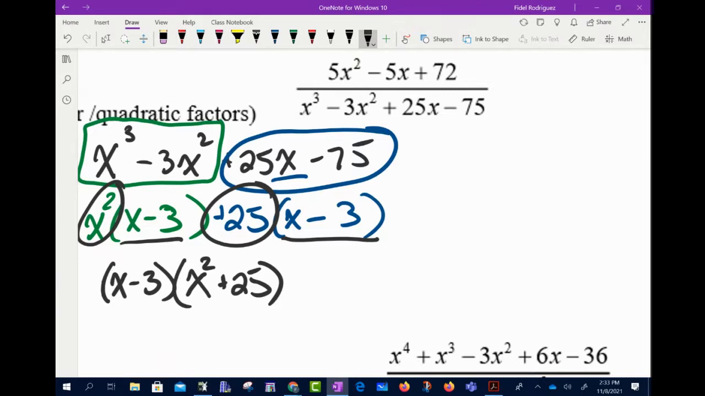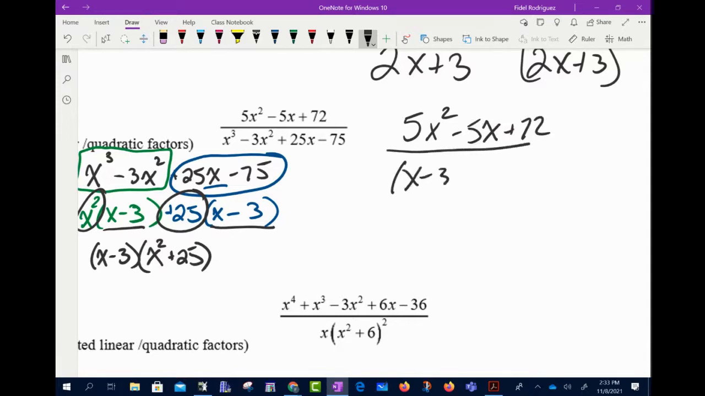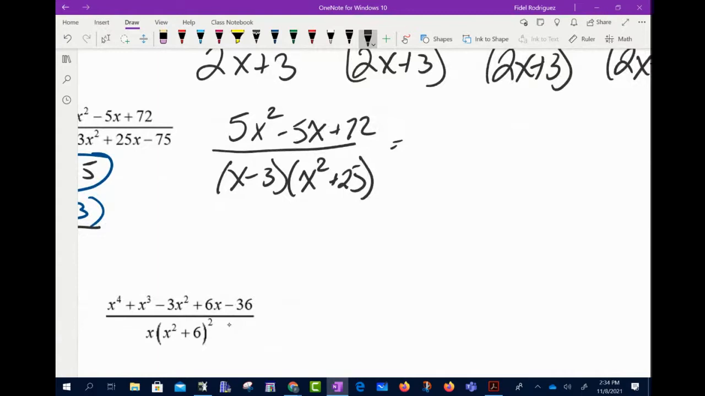So what we're gonna do now, y'all, I'm gonna zoom out, okay? And we're gonna write this as 5x squared minus 5x plus 72 over, we have an x minus 3, and we have an x squared plus 25. Now we can get started. So the first thing we really had to do is factor that bottom part. Okay. So, y'all, we're going to have 2 parts to this. One of them, the denominator is going to be x minus 3. The other one, the denominator is going to be x squared plus 25.